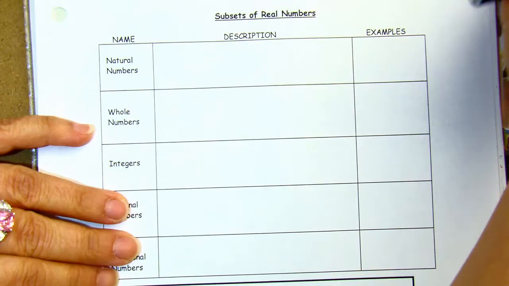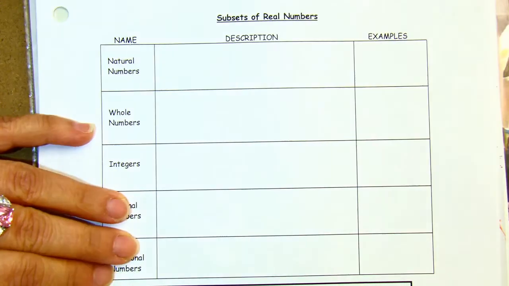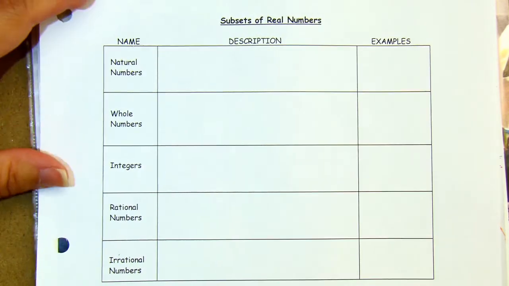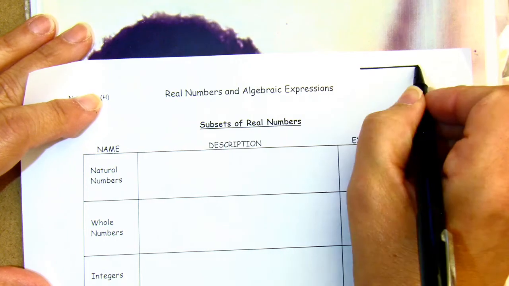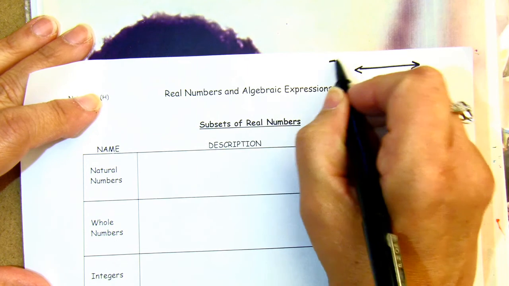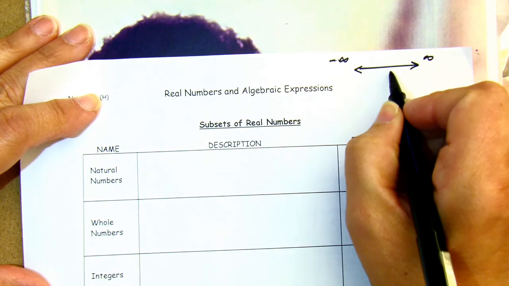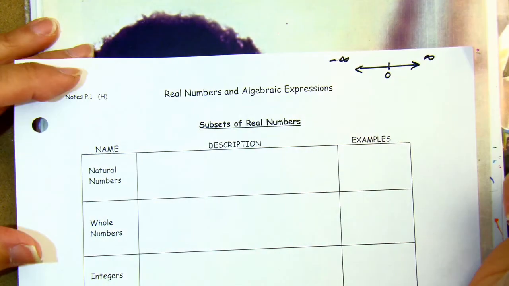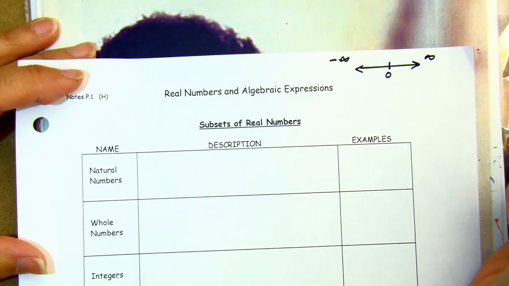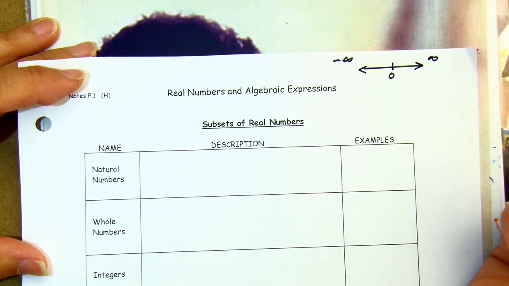In this part, which you may have seen in Honors Algebra 2, we take the real number line, from negative infinity to positive infinity, and 0 between, because remember 0 is not positive nor negative. And we take this number line and we break it down into smaller subsets.